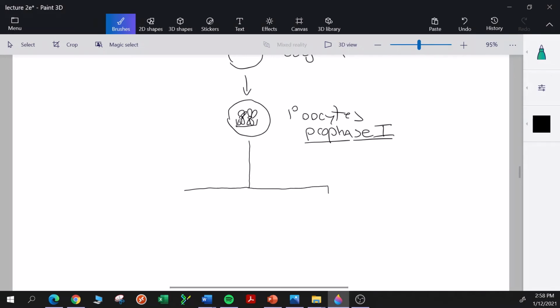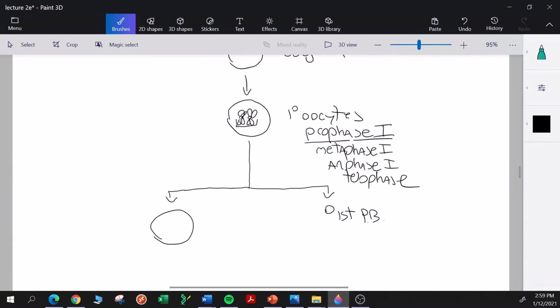Now, I'm not sure exactly on the details here, but at least one of these oocytes becomes unstalled each month after puberty and goes through the remaining stages of meiosis 1. So we have metaphase 1, anaphase 1, telophase 1, and cytokinesis. And we get the first polar body, which is lost, and the secondary oocyte.